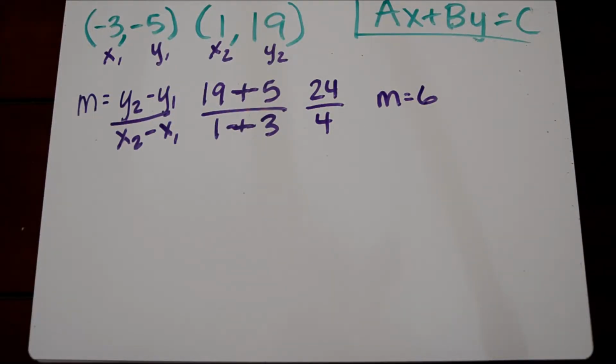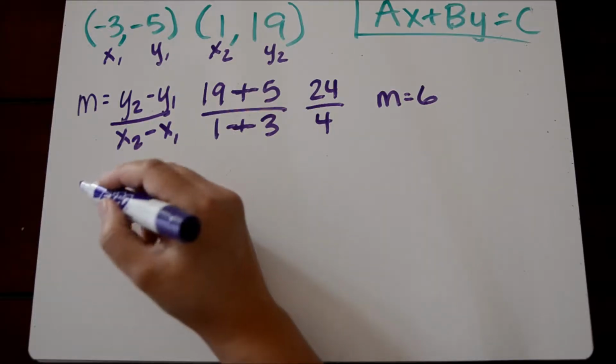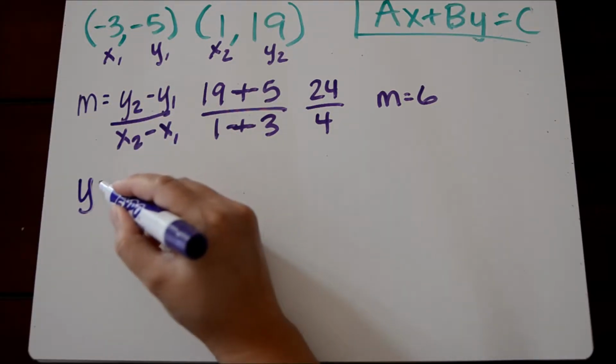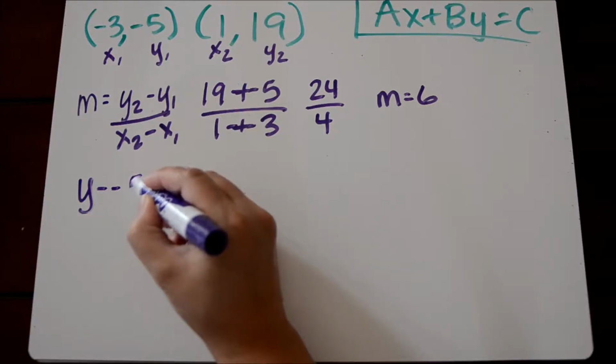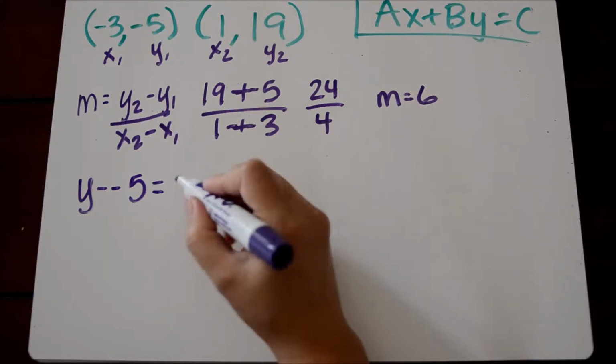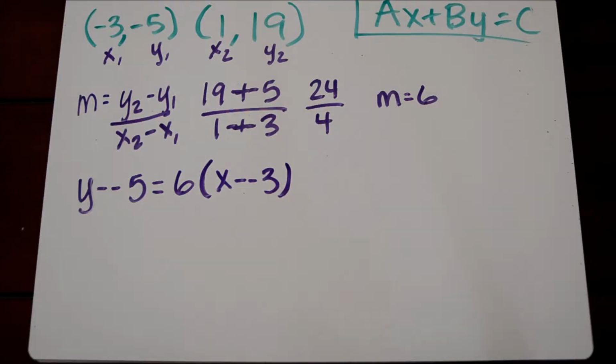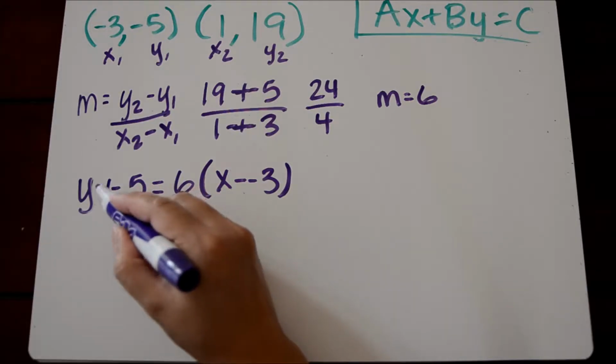So now we have slope, but we don't have anything else aside from points. So we have to start with point slope form and then convert that to standard form. It doesn't matter which point we choose, I'm just going to choose the first point. So y minus a negative 5 equals 6 times x minus a negative 3. Let's go ahead and change those minus and negative to plus signs.